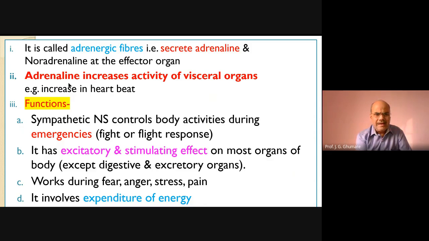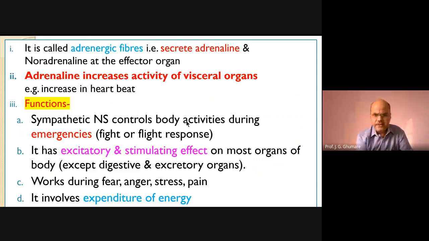That way, remember, adrenaline increases the activity of a visceral organ. So whenever this system gets activated, it will secrete adrenaline on the visceral organ, and that way the activity of the visceral organ will be increased. One example we'll take is the heart. When this system starts activating, adrenaline will be secreted on the heart and the pumping of the heart will increase, remember. That's it. This is something about the sympathetic nervous system.